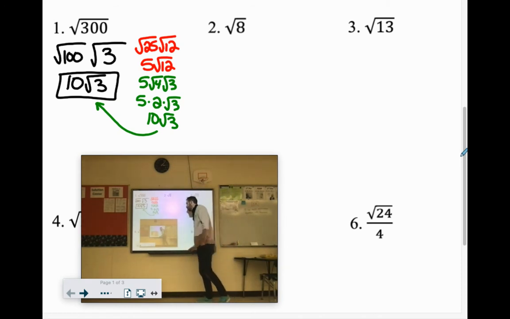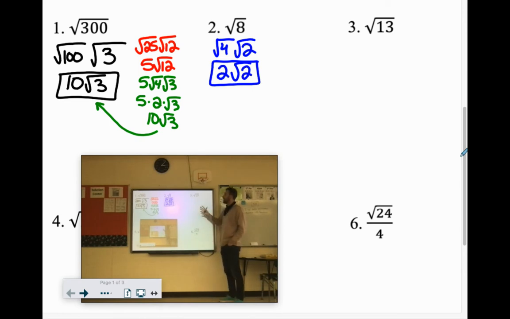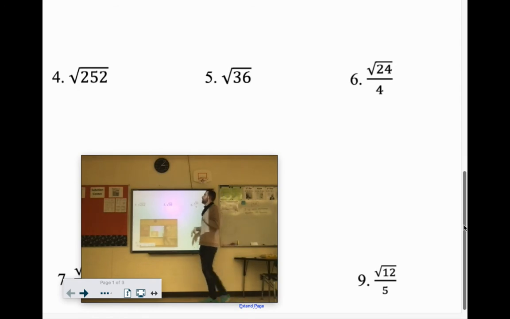So 8, a perfect square in 8 is 4. It's 4 times 2. The square root of 4 is 2, so you end up with 2 root 2. 13 doesn't have any perfect squares in it, so you just leave it root 13. Not the most exciting thing, but hey, that happens from time to time, all right?